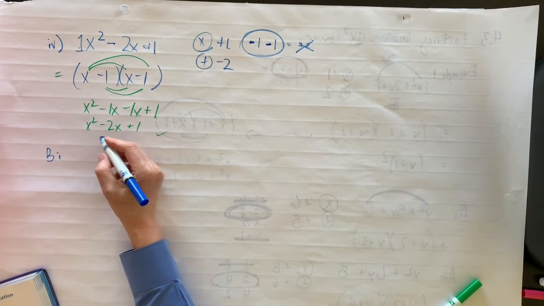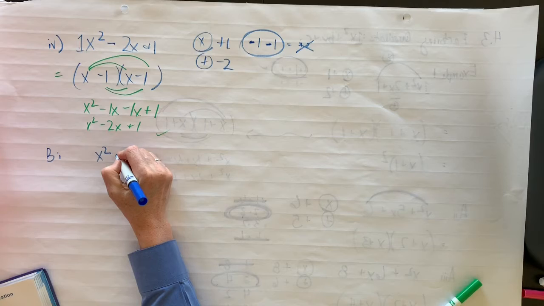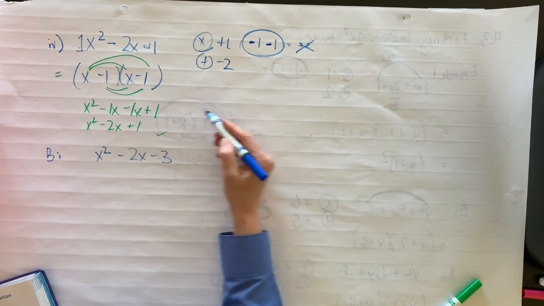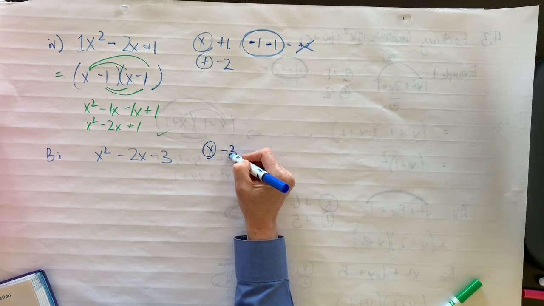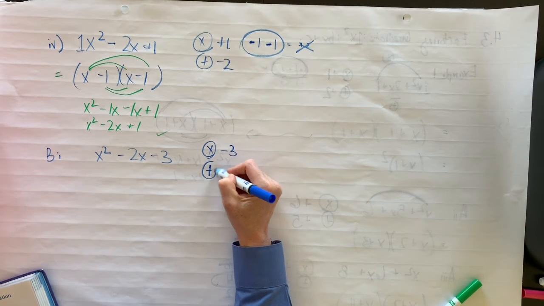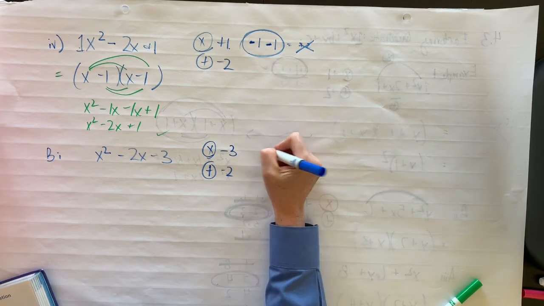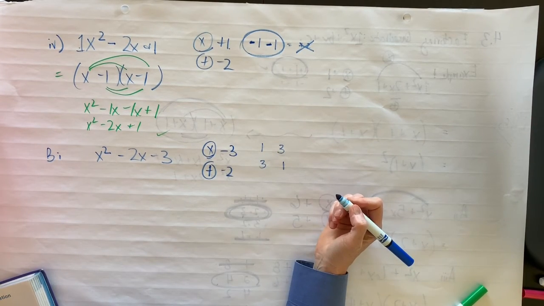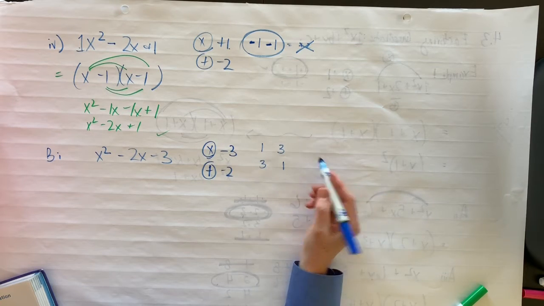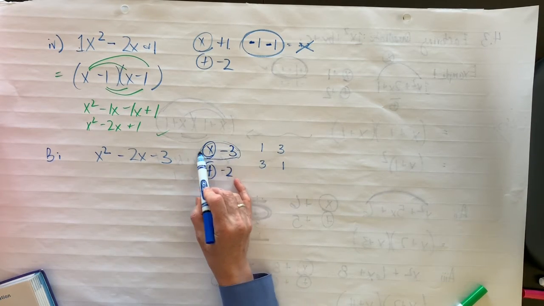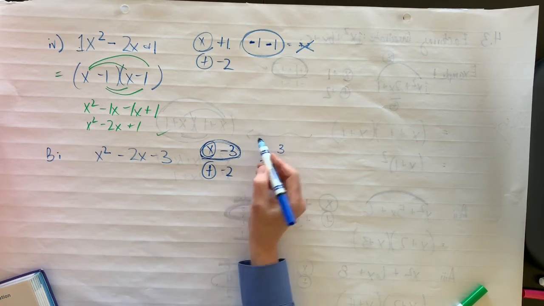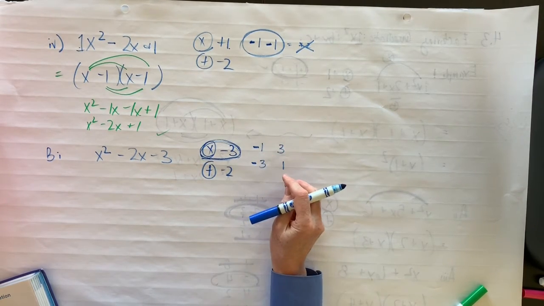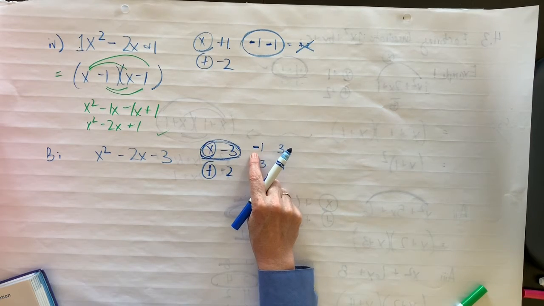B1. So I have x squared minus 2x minus 3. So I'm looking for two numbers that multiply to negative 3 and add to negative 2. So 1, 3, 3, 1, right? And you'll be like, well, why do you do this? As soon as my numbers multiply to a negative, I know that one of the numbers in my pair has to be negative. That's why I always write all of them down.